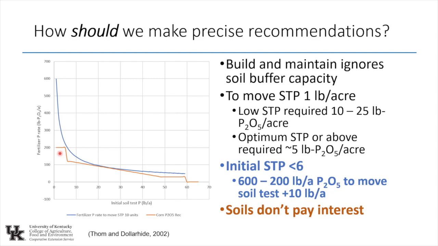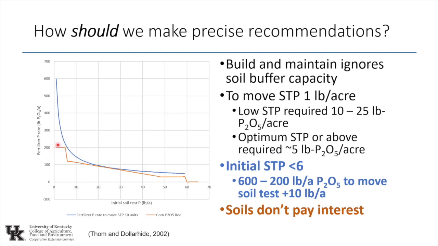So when we think about precision ag, this is where we start talking about precision ag. If you believe in build and maintain, it doesn't really have a place in precision ag because you're pouring a lot of phosphorus with little change and it's well above the rate that maximizes yield. If precision ag is all about being precise.